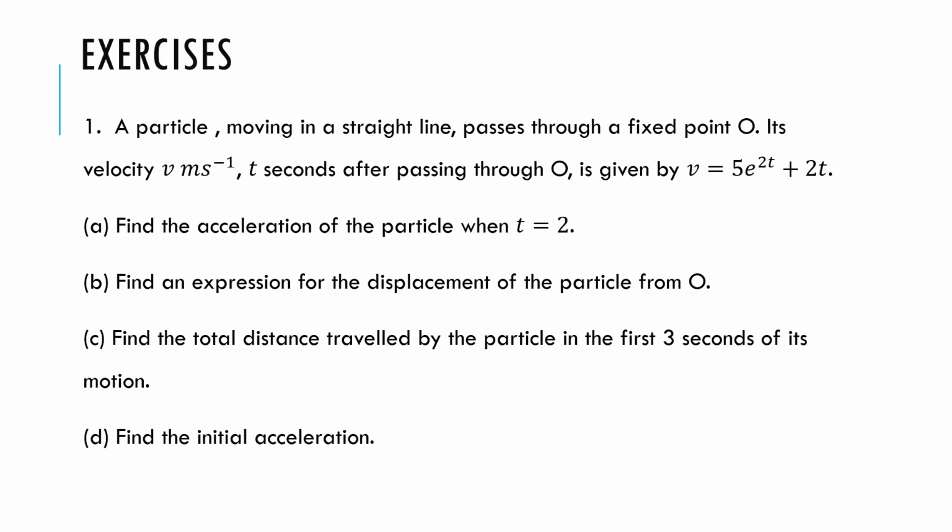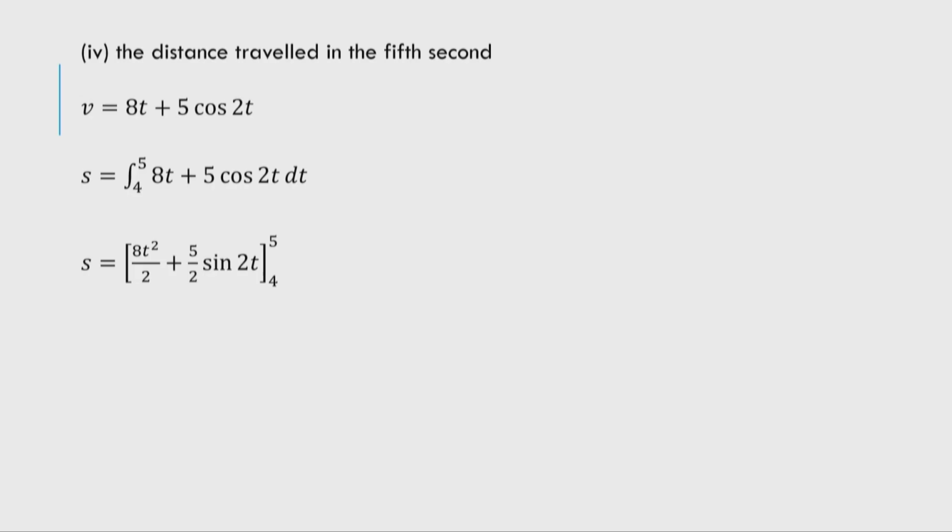Part 4. The distance traveled in the fifth second. V is equal to 8t plus 5 cos 2t. To calculate the distance traveled in the fifth second, S is equal to integral of 8t plus 5 cos 2t with respect to t from 4 to 5. S is equal to 8t squared over 2 plus 5 over 2 sine 2t from 4 to 5.